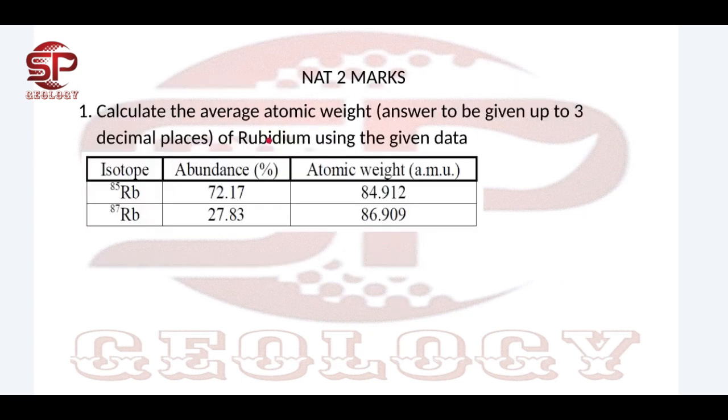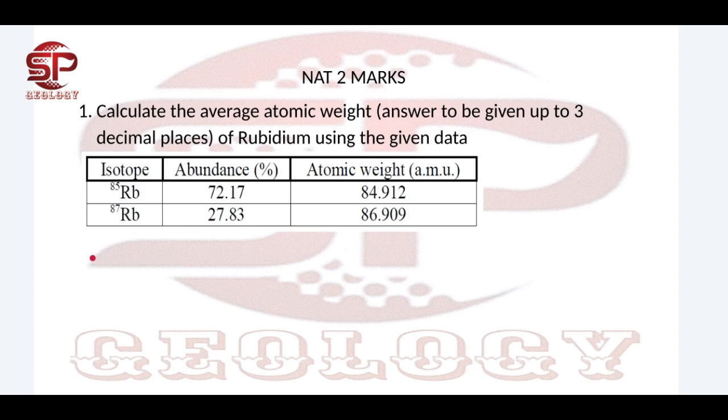Now calculate the average atomic weight. The isotopes rubidium 85 and rubidium 87 have atomic weights of 84.912 and 86.909, and abundances of 72.17% and 27.83%. Rubidium 85, when it is 100%, weighs 84.912. Now the abundance is 72.17%, so you have to calculate the weight contribution of rubidium 85 at an abundance of 72.17%. Then we calculate the rubidium 87 weight at an abundance of 27.83%.